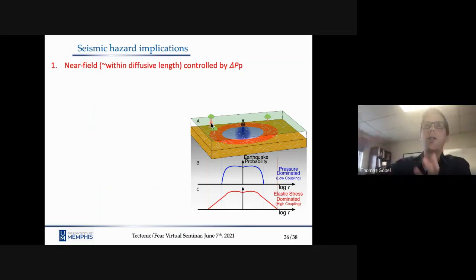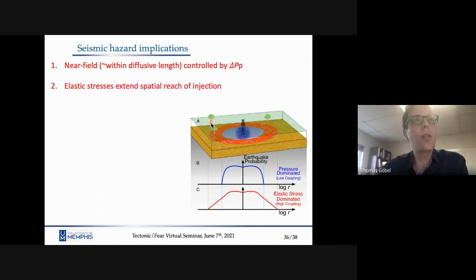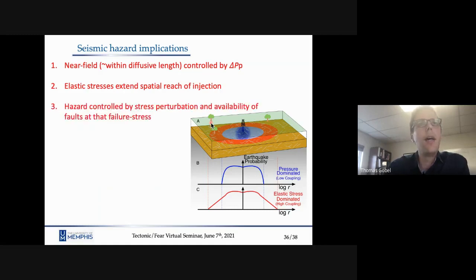So it depends on the hydraulic properties and the time, the delta T that we observe. That near field will be controlled by the direct pore pressure change. If we go to larger distances and depth, or also for very abrupt changes in operational methods, we see that elastic stresses play a role, and elastic stresses perceivably can extend the spatial reach of injection significantly.